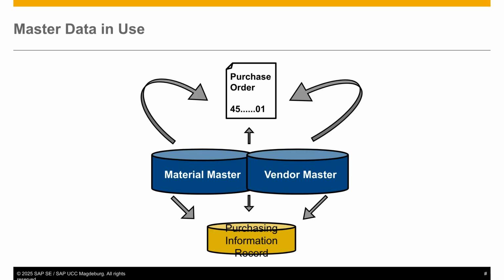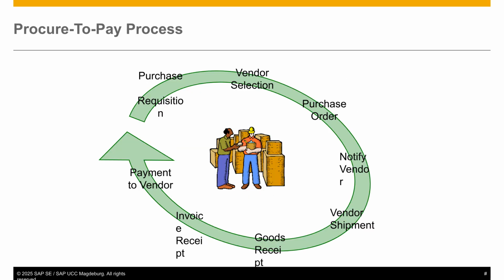This diagram shows master data in use. The material and vendor master data converge with the purchasing information record to support the creation of a formal purchase order. The standard procure-to-pay process follows a structured sequence, starting from a purchase requisition, through vendor selection and ordering, to goods receipt, invoice verification, and finally payment.